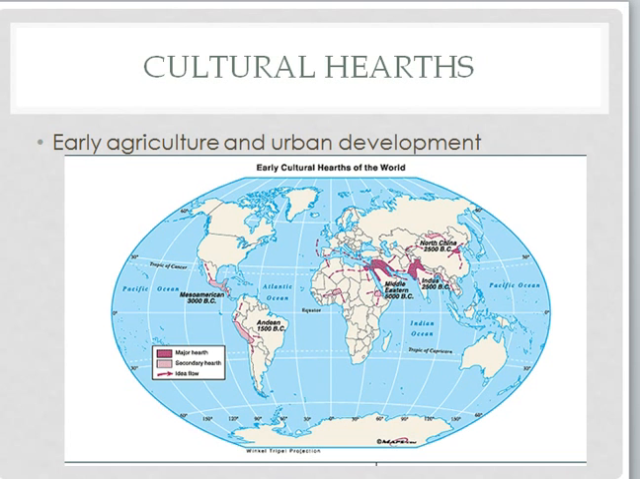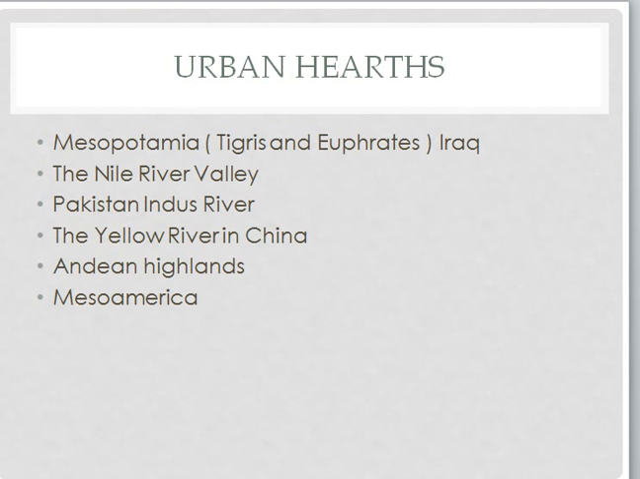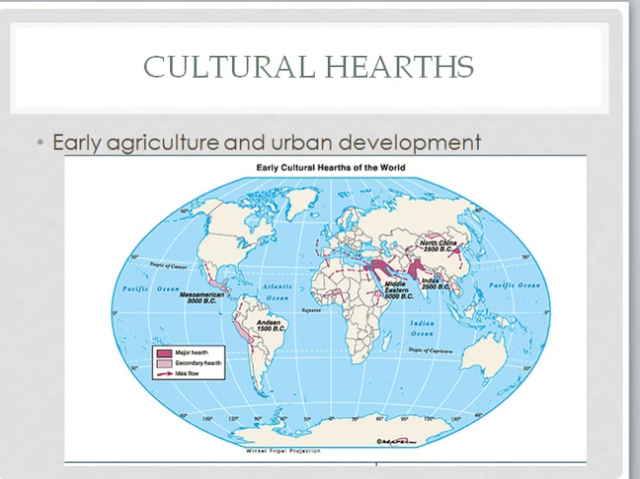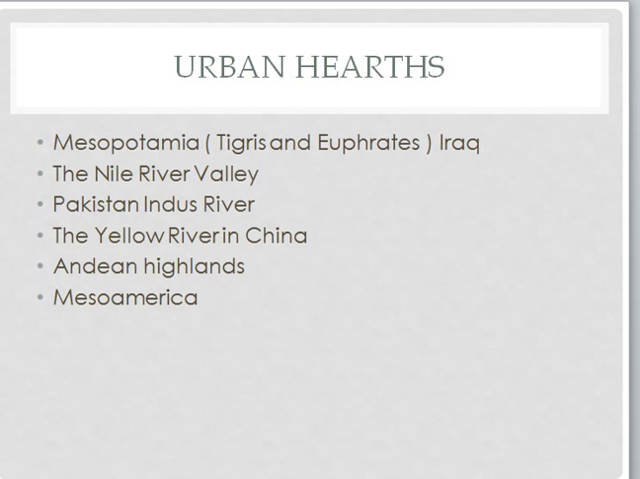into other areas. So when we look at cultural hearths, we're looking at where the early agriculture was, and then where these settlements probably began in association with the agriculture. And so we can look at, let me go back, I just lost my slide here. Scroll down a little bit, one more slide, there we go. Urban hearths. So there are 6 identified hearths.